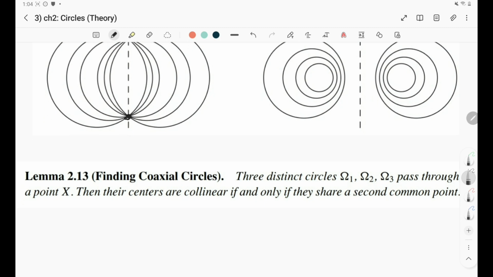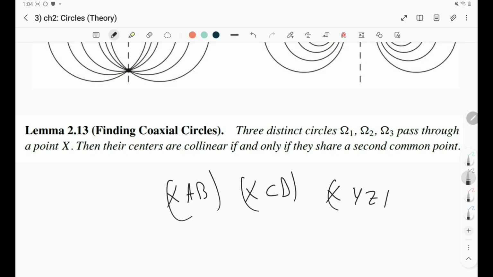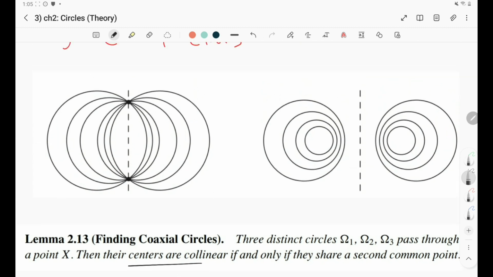Let's say you have a question where they gave you 3 circles, or maybe they ask you to prove that something like, let's say some point X, and circles XAB, XCD and XYZ, these three circles, prove that they intersect at a second point. Then you just need to show that their centers are collinear. So if they ask you something like this, prove that these share another point other than X, then you can automatically move to the centers. Same thing, you can go to the opposite. Like imagine they consider the center here, the center here, the center here. They ask you to prove they are collinear, then you can just show that they share a second common point. So this is just the advantage of this lemma about coaxial circles.